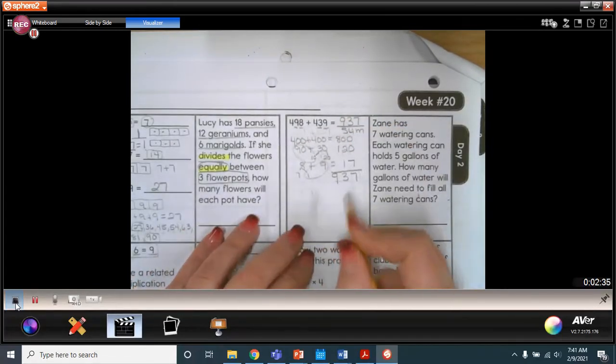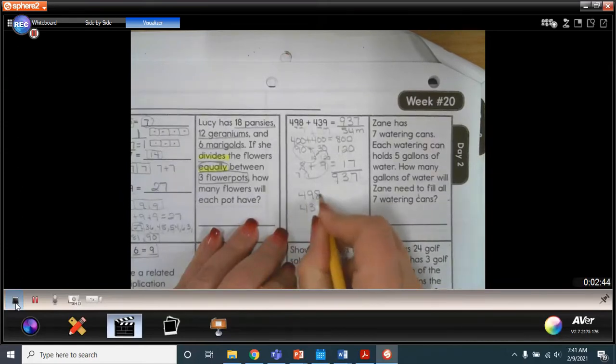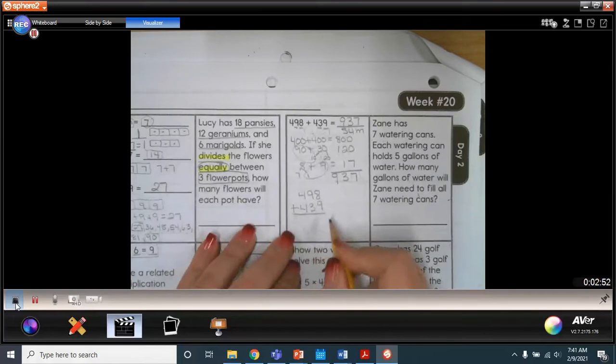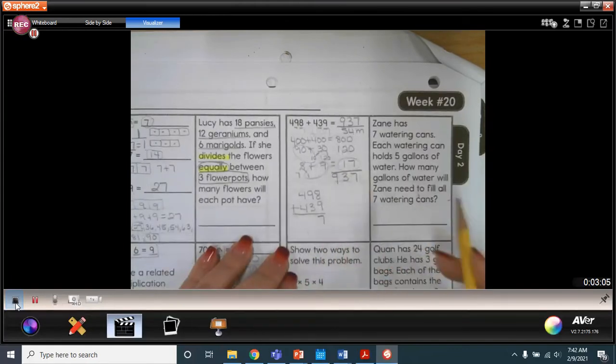So now what I want to do is I'm going to use the algorithm. I'm going to line up my place values to make sure that I'm not adding 8 plus 30, because we're not doing that. We're saying 8 plus 9. We can't add 8 plus 30 and get 11. That's not going to work. So let's line up our place values. We have 8 plus 9 is 17, which we just saw right here.